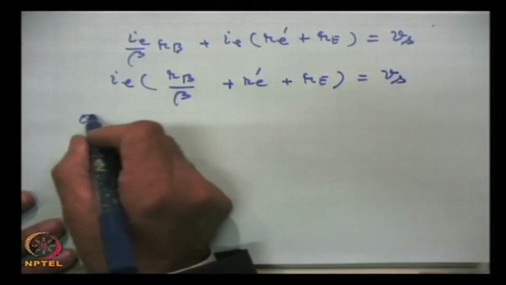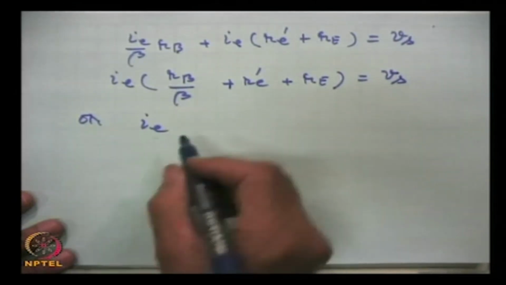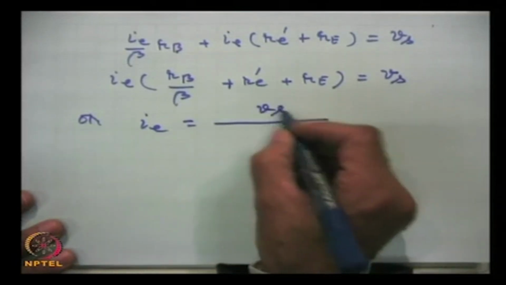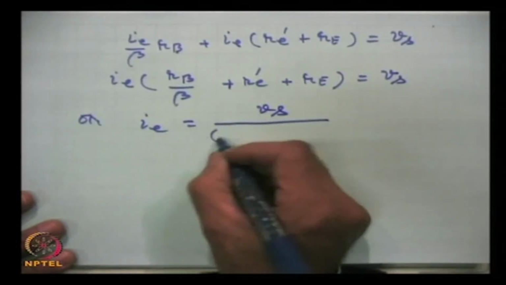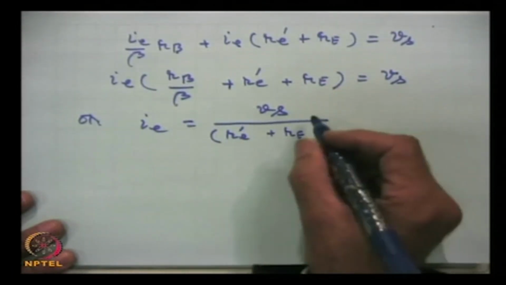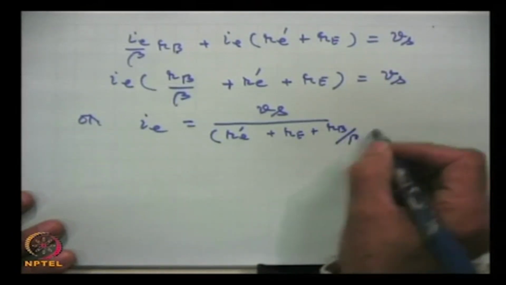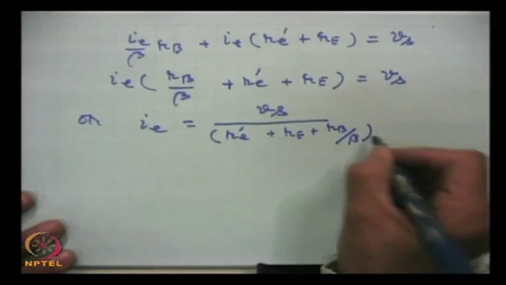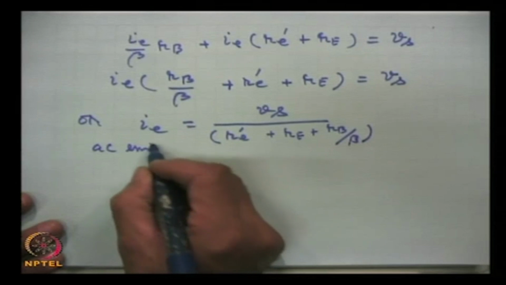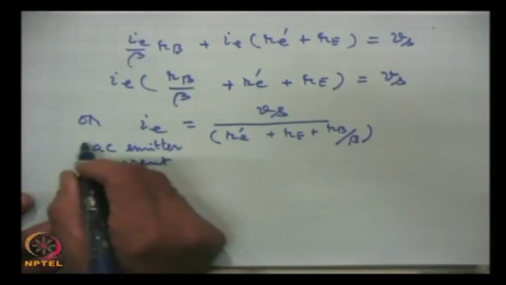Or the emitter current, AC emitter current, I will write, this is Vs divided by Re prime plus Re plus Rb by beta. This is the AC emitter current.